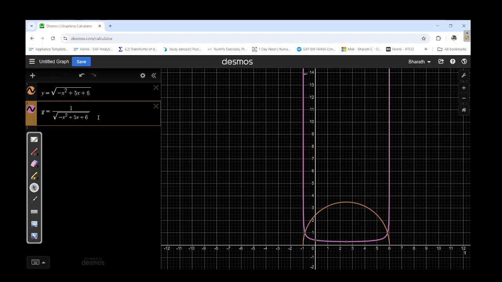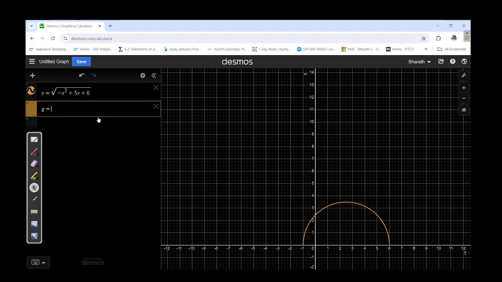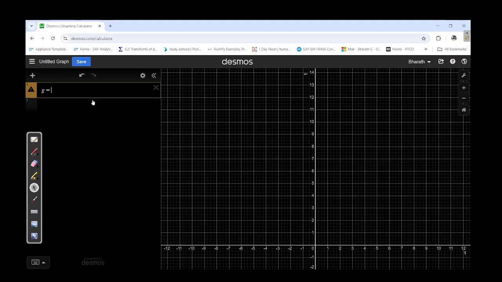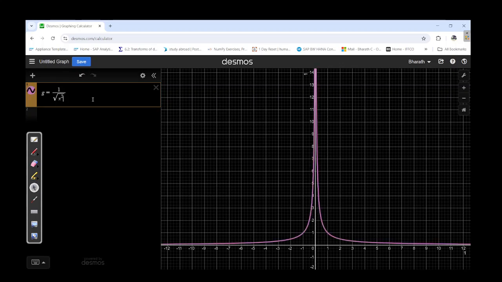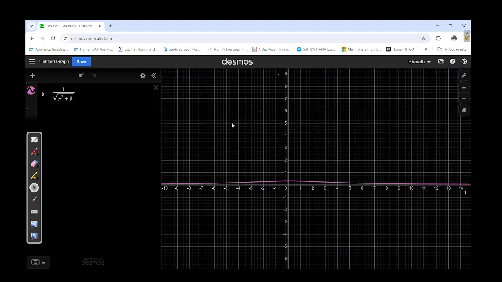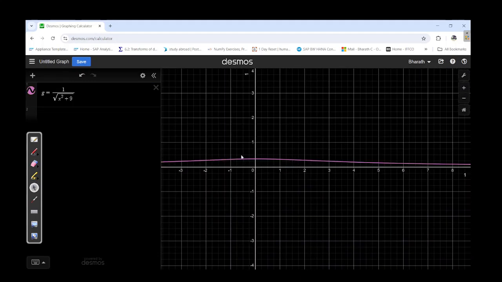1 over square root of x square plus 9. So this is the maximum point, which is 0.33, and it goes to 0. Let us have one more problem.